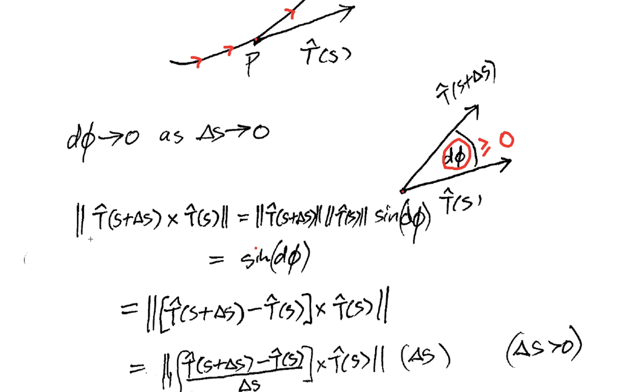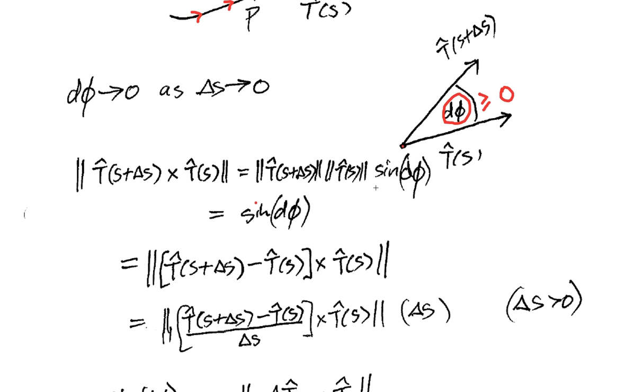Anyways, just consider the following. The magnitude of the cross product of these two unit tangent vectors. You remember the cross product? The magnitude of the cross product is the product of the magnitude of the two vectors times the sine of the angle between them. Now, here, the sine of d phi times 1 is the result we're getting, right? Why? Because these are both unit vectors. So you can see this just boils down to the sine of d phi.